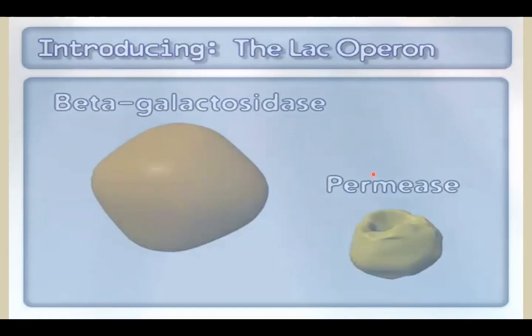Okay, yang permease ni pula function dia untuk bawa masuk banyak-banyak lactose dalam sel. Dia akan bind to the membrane. Dia ada lubang ni kalau kita tengok. Okay. So, jom tengok the video. I think it's better you understand lagi lah if you watch the video.